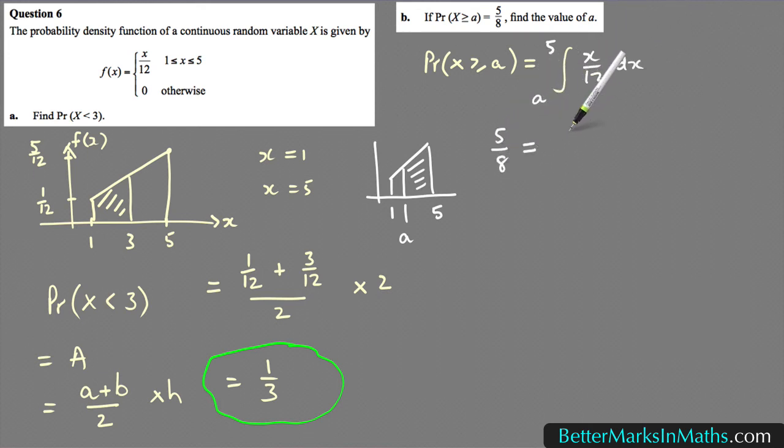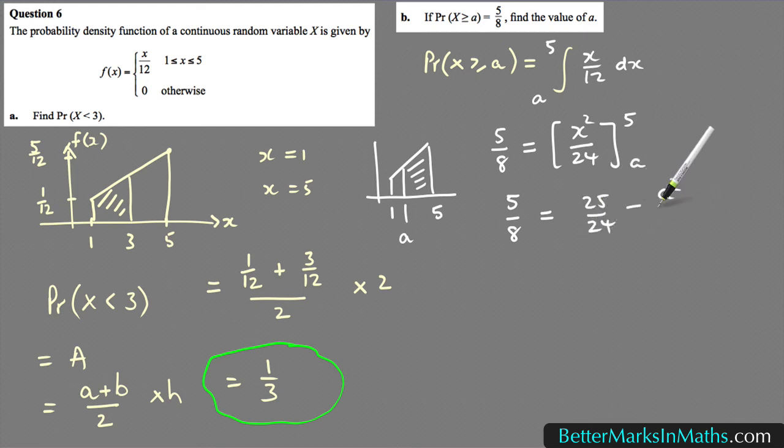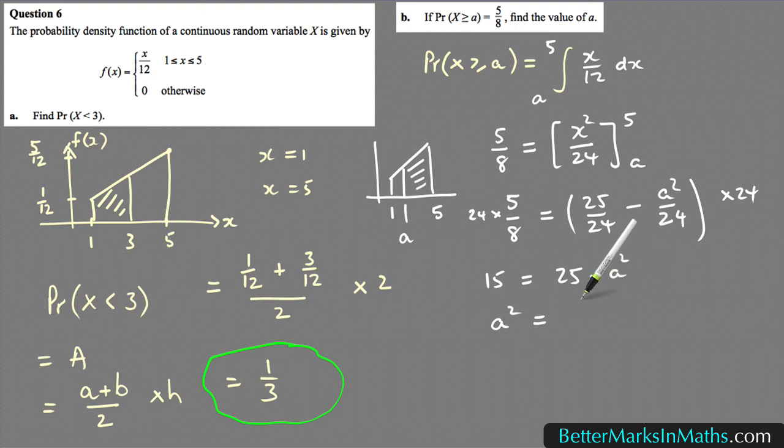So anti-differentiating this, you get x squared on 2, and then divided by 12, so that becomes 24, and then from a to 5. So 5/8 is equal to, subbing in 5, you get 25/24, and then minus a squared on 24. If you times both sides by 24, 8 cancels into 24 3 times, and that gives you 15. And then the 24s cancel out, and you end up with 15 equals 25 minus a squared. From there, a squared is going to equal 25 minus 15, which is 10.